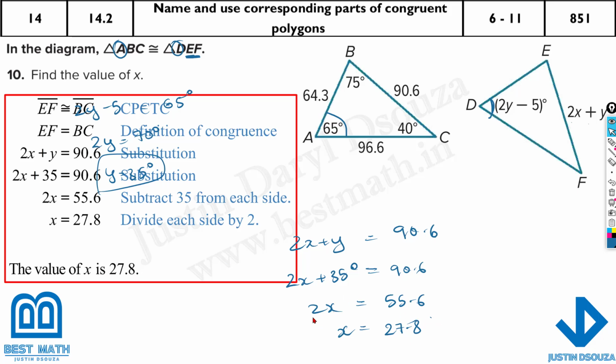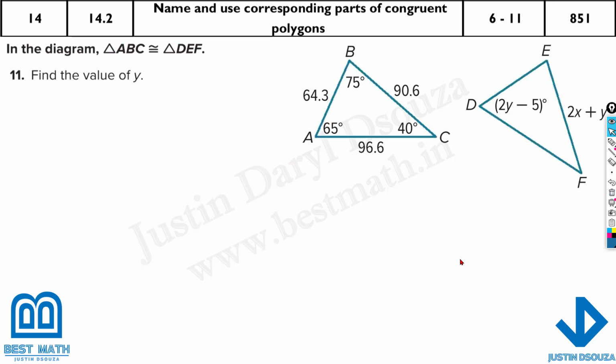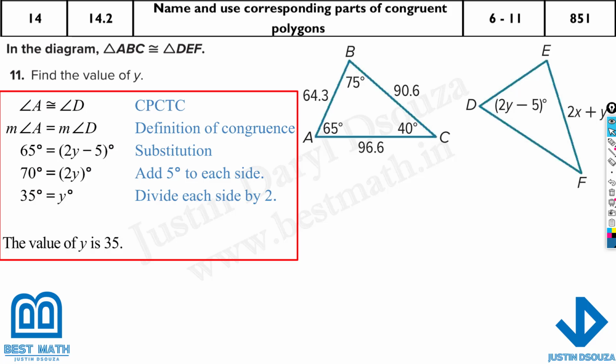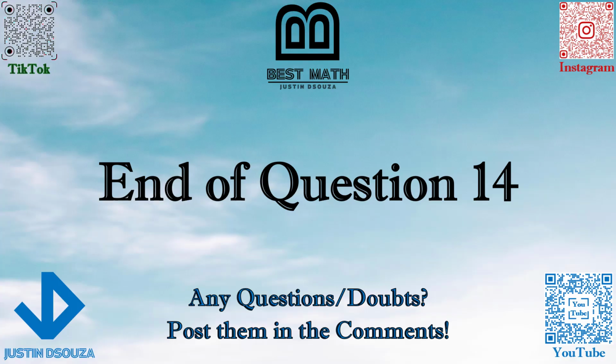So dividing both the sides, you can just use a calculator over here and get the direct answer as well. So there we go. And the y we just now found out is 35. That is the end of this question.